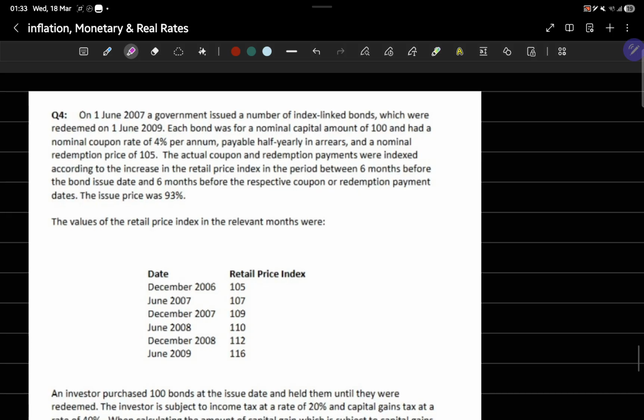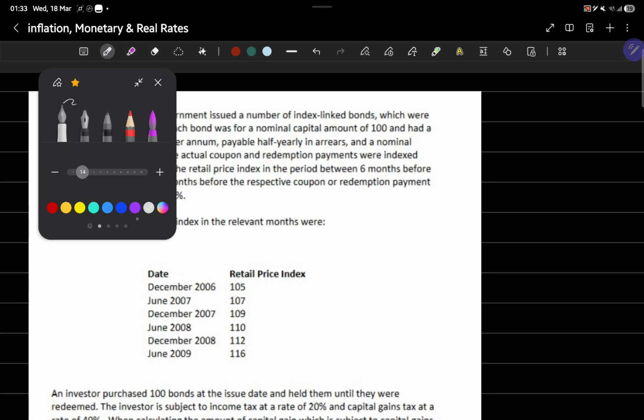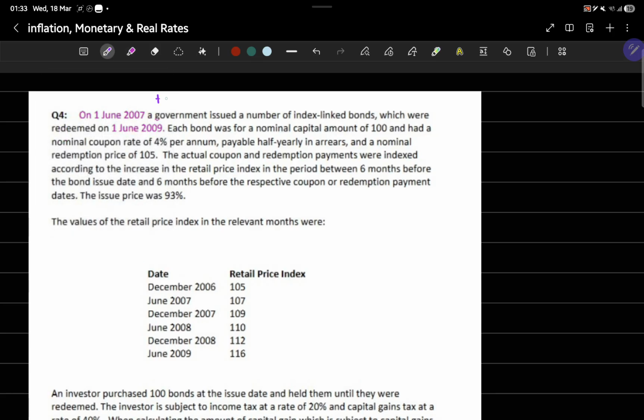Firstly, we have the date of issue of an index-linked bond. On 1 June 2007, it was issued, and it was redeemed on 1 June 2009. So the term for this security is 2 years. Okay, that's worth noting. I don't know how, but somehow it's worth noting. And each bond was for a nominal capital amount of 100.